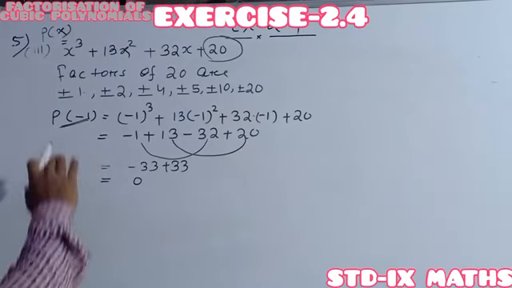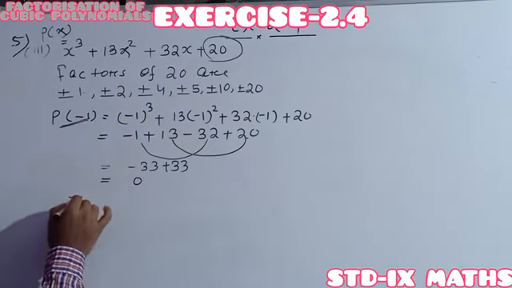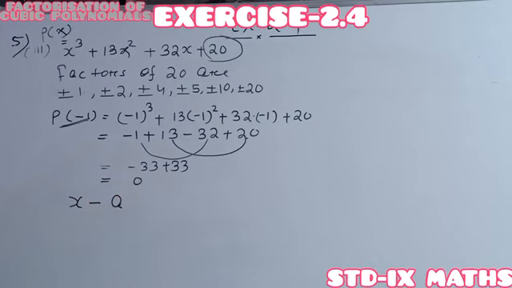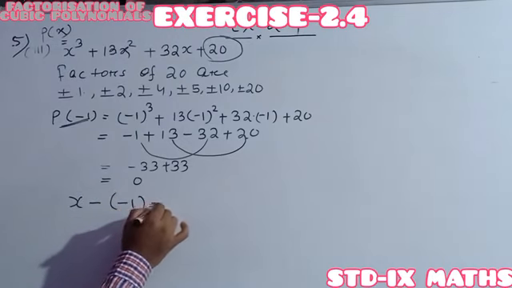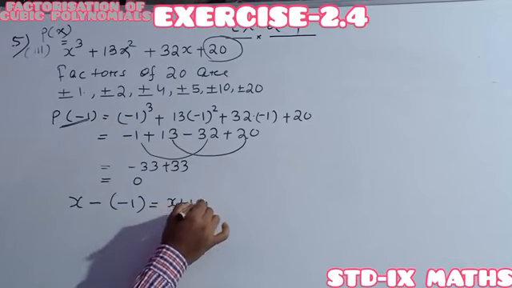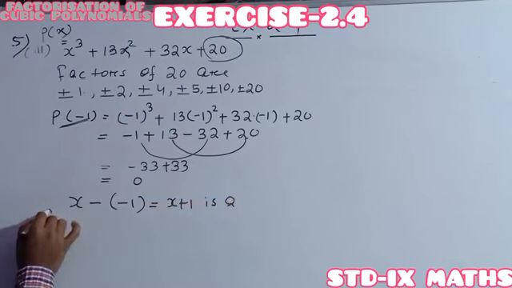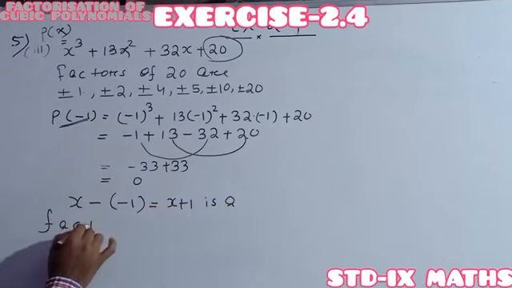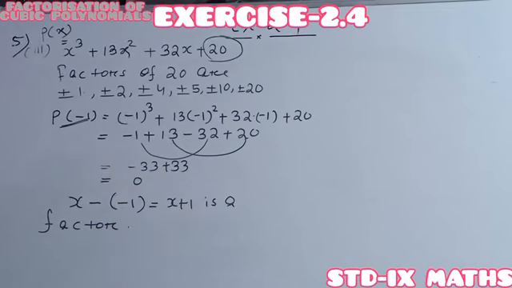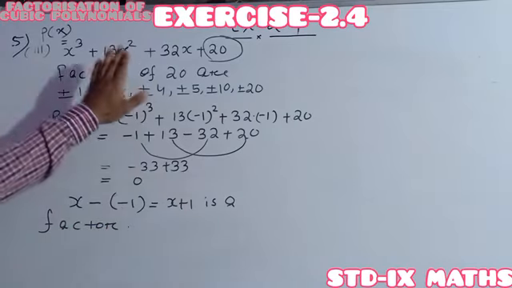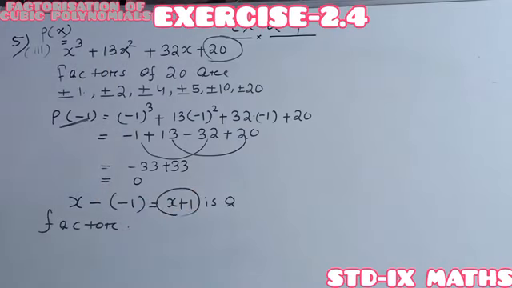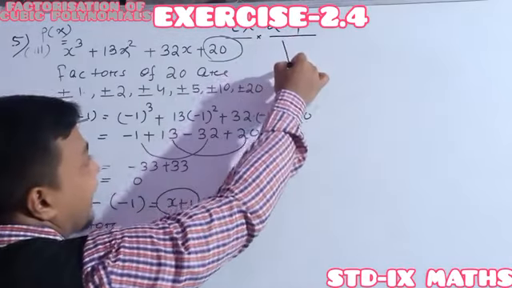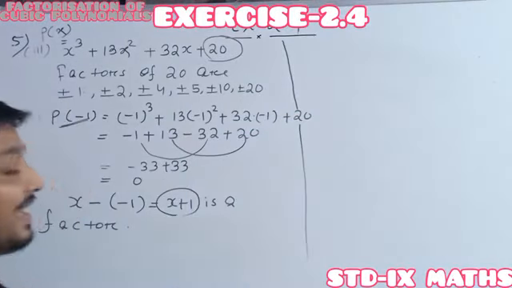So whenever a polynomial becomes 0 at a, x minus a is a factor. Here in place of a it is minus 1, so x minus of minus 1, which implies x plus 1, is a factor. Understood? So for the cubic polynomial, x plus 1 is a factor. Whenever x plus 1 is a factor, our trick, as I said to you, is x plus 1.